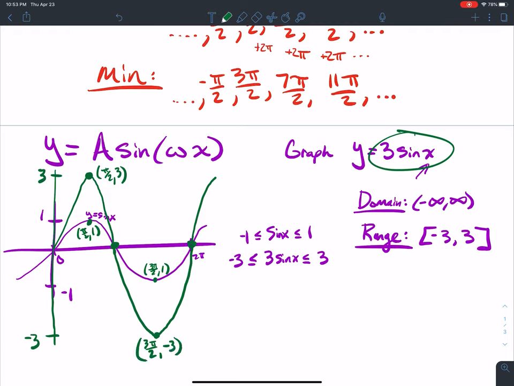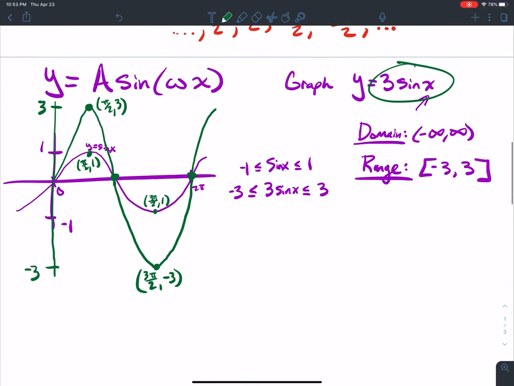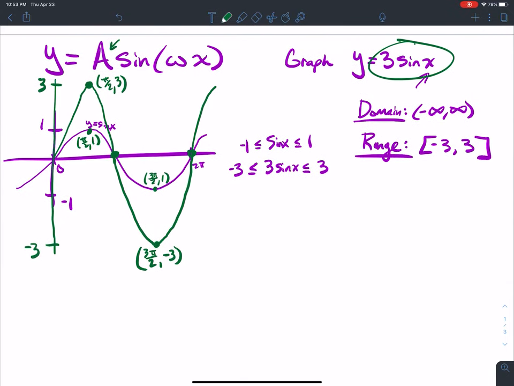All right. Now, if instead of changing this outside number, A, this amplitude, maybe instead I change the inside number, that omega W here. Okay. So maybe I want to try to graph y equals the negative sine of 2x. The negative sine of 2x. Okay? So using transformations, you can use the graph to determine the domain and the range.